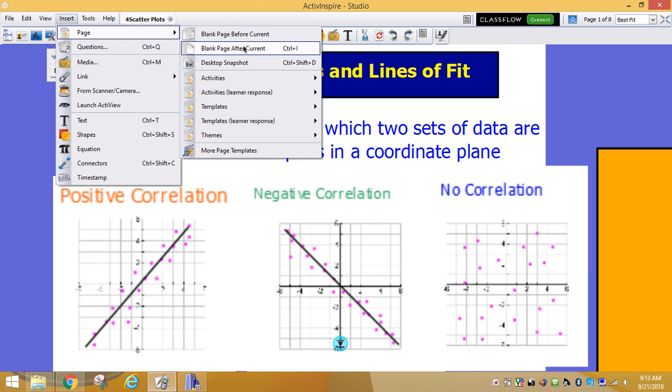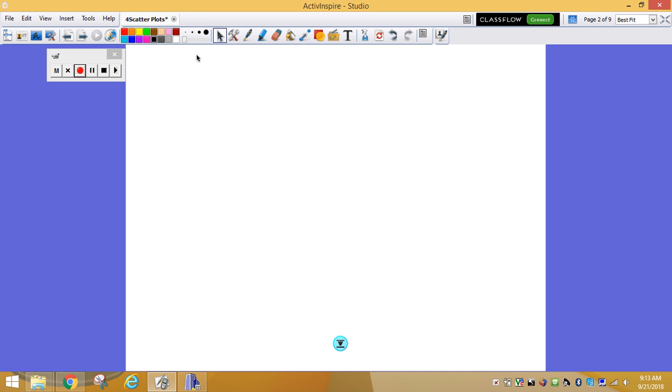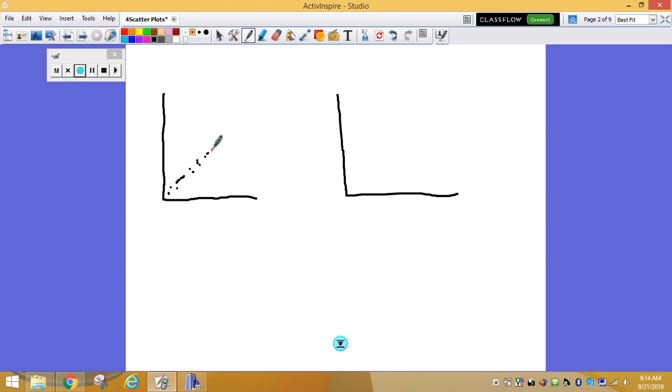Also, you need to know, and I don't have this on a slide, but you need to know this. There is a difference between a strong correlation and a weak correlation. I'm going to show you the difference. So here's two graphs. Here's my scatter plot. Here's this scatter plot.